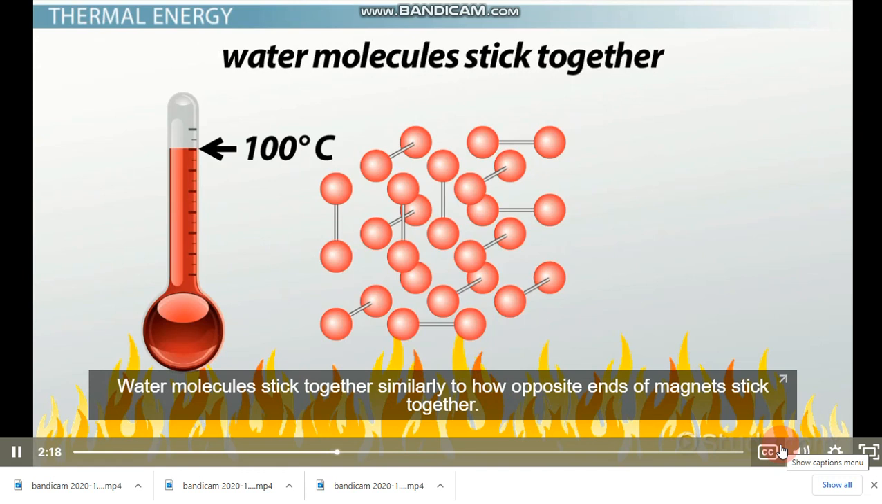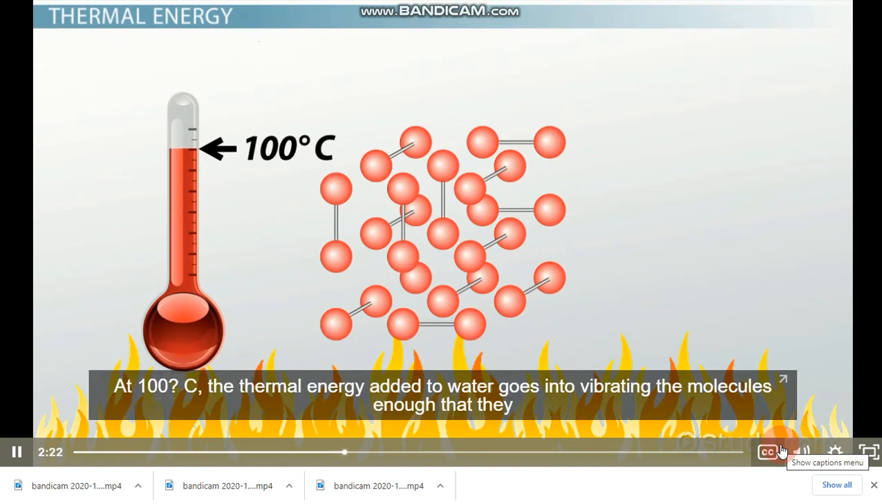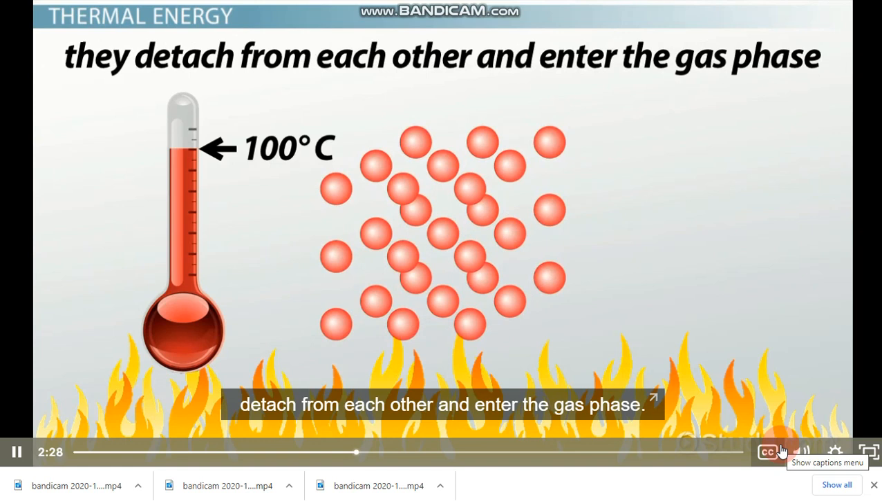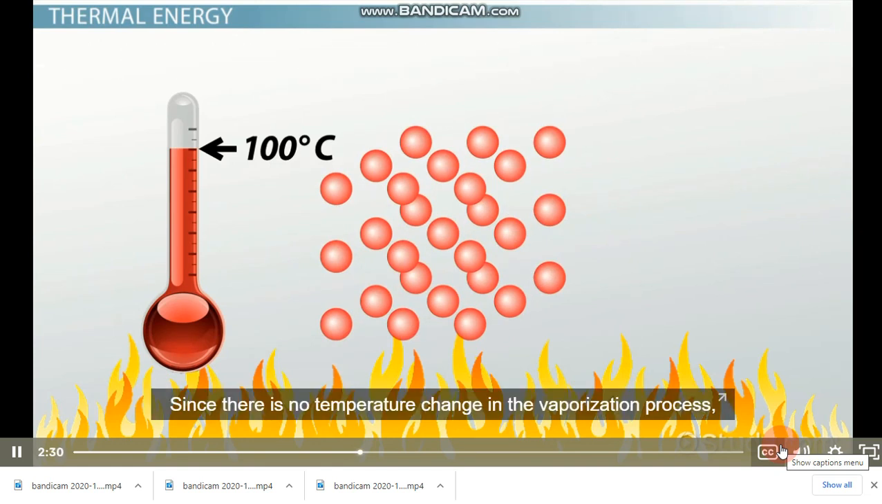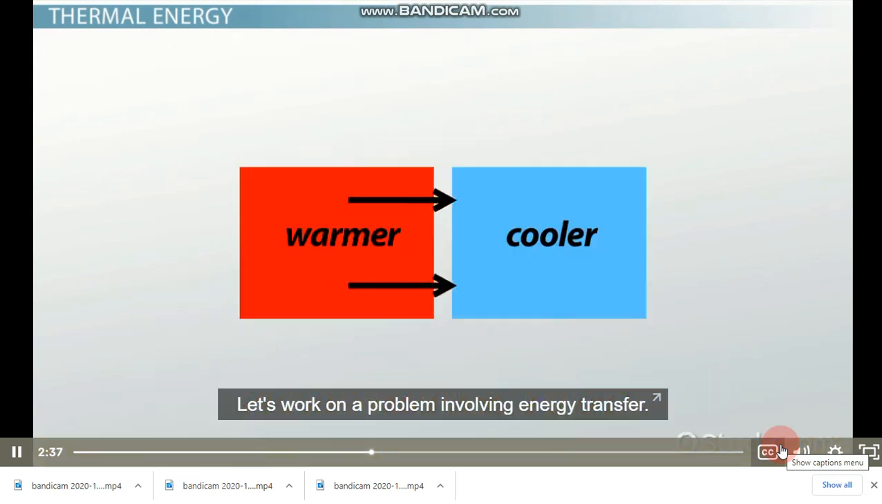Water molecules stick together similarly to how opposite ends of magnets stick together. At 100 degrees Celsius, the thermal energy added to water goes into vibrating the molecules enough that they detach from each other and enter the gas phase. Since there is no temperature change in the vaporization process, the heat being added is called the latent heat of vaporization. Let's work on a problem involving energy transfer.